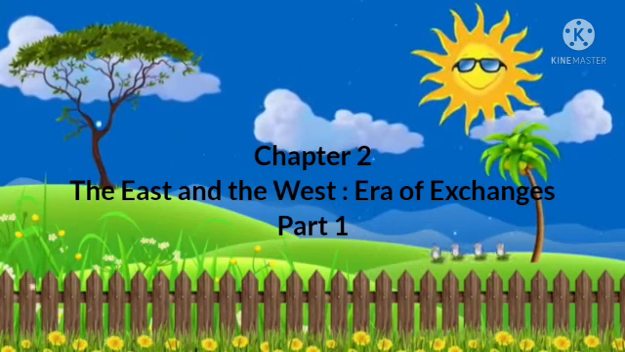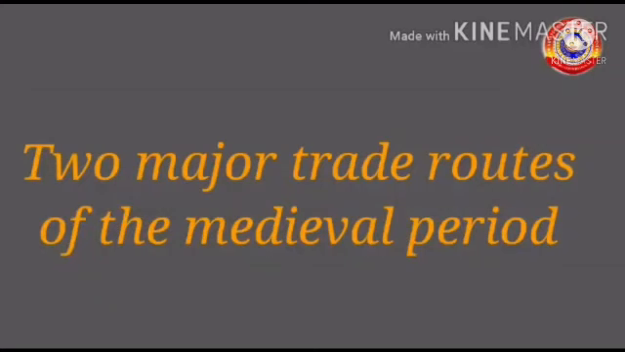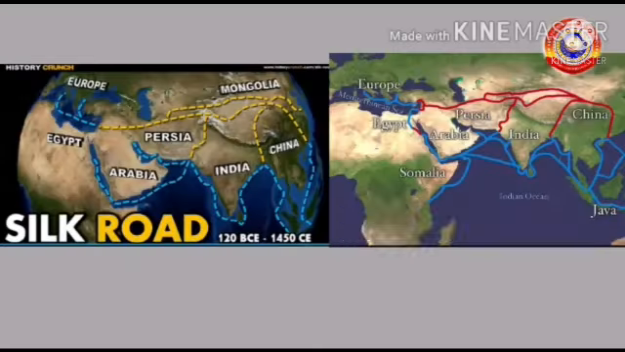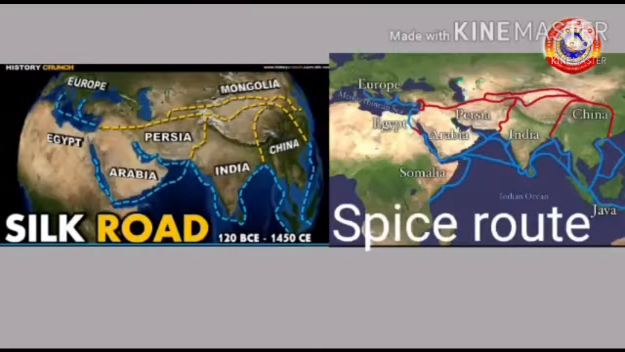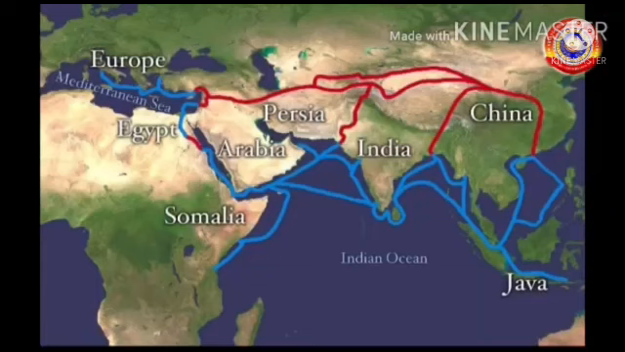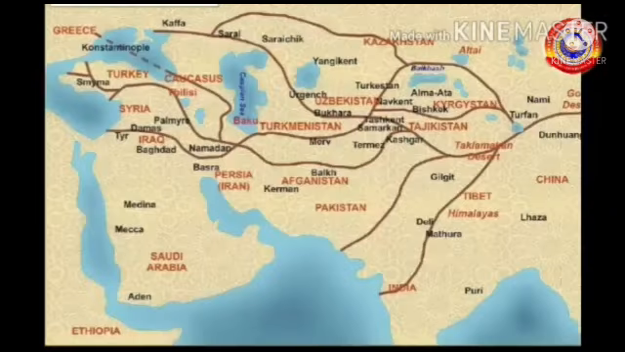Today we will learn a new chapter from history, the East and the West era of exchanges. First, two major trade routes of the medieval period. These routes extended from eastern China to western Europe. These trade routes, which connected the East and the West, were known as the Silk Route and the Spice Route. The Silk Route was a land route, while the Spice Route was through sea. These routes passed through different trade centers.